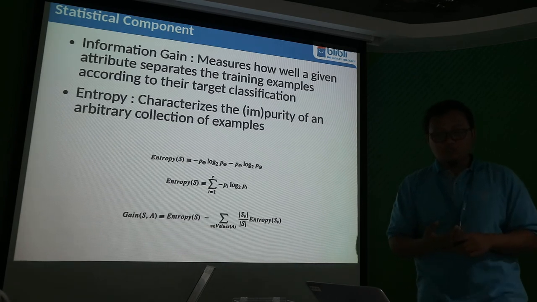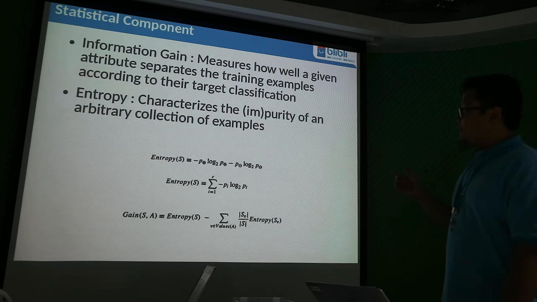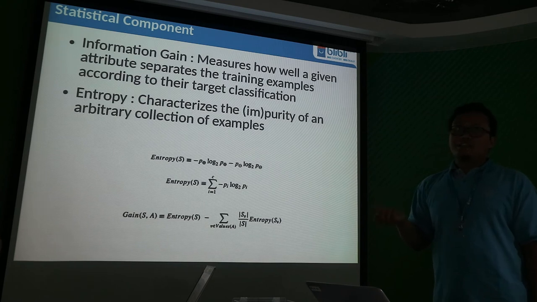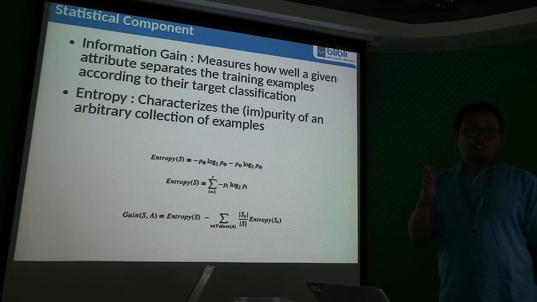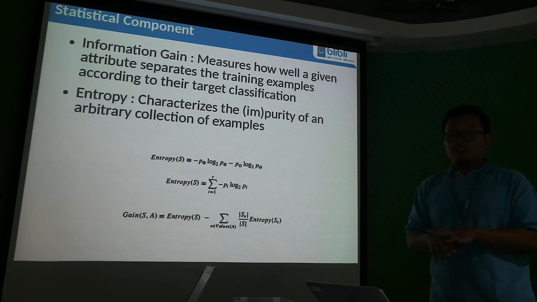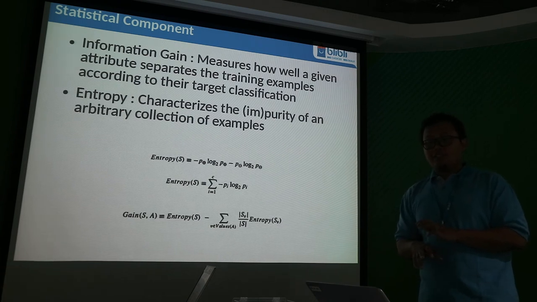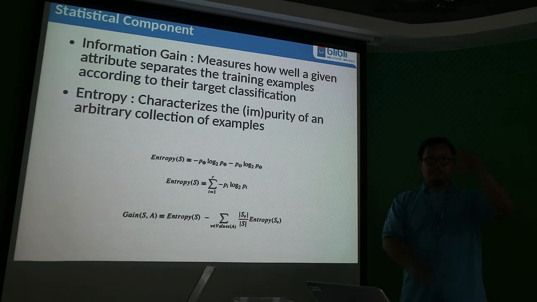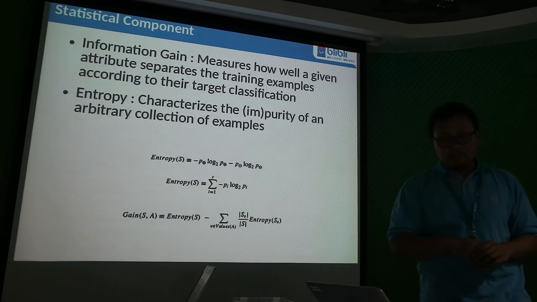And entropy is to characterize, for example, whether the dataset is balanced or imbalanced. The count of class yes and class no is balanced or not balanced, something like that. If not balanced, the entropy result will be, sorry, 0. 0 means a very imbalanced data condition, and 1 means the dataset is balanced.